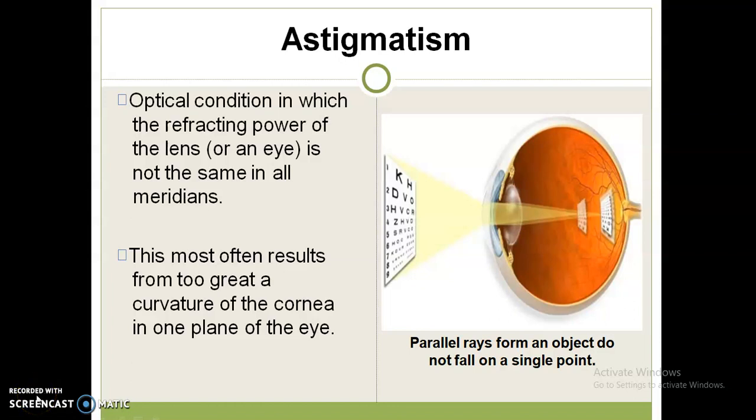Next, we will be discussing astigmatism. That's an optical condition in which the refractive power of the lens is not the same in all the meridians, and this most often results from too great a curvature of the cornea in one plane of the eye.